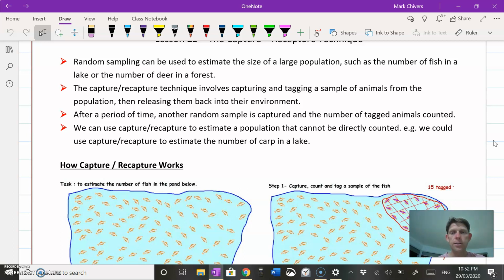So the example here is given as fish in a lake. We don't actually know for sure how many fish are in the lake. So what we can do is use the capture and recapture technique. So we capture a random sample, we tag all of that sample. They're then released back into the environment so they can intermingle in. And then we capture another batch and we look at how many of the ones we captured this time were the ones that we tagged last time.